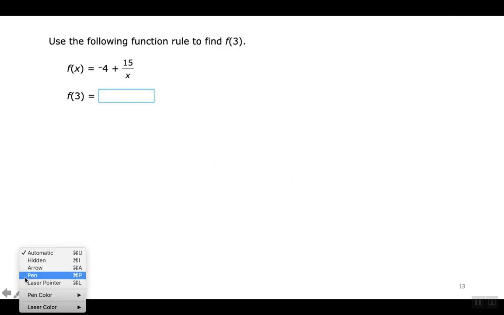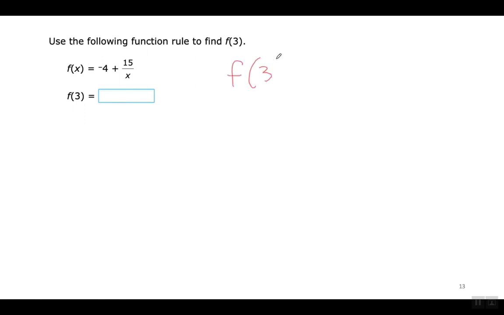Alright, so find f of 3, so I'm going to substitute the 3 for x. I'm going to have this. The order of operations says I got to divide before I can add.